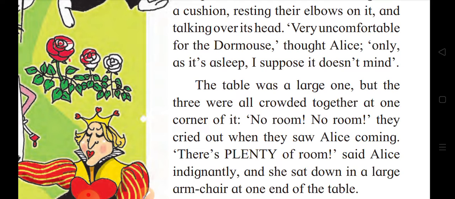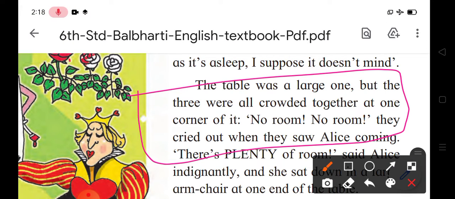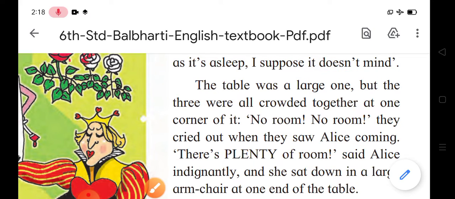But if you could see, the table was something like this. The table was big enough, and all three of them were sitting at one corner of the table. There was a lot of space on the table, but still they were saying that there was no room. That means they just wanted Alice to go away from that place.